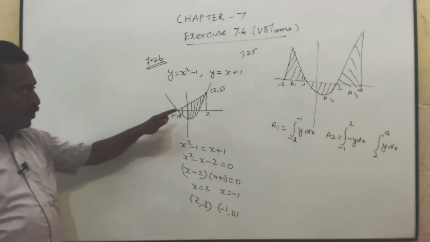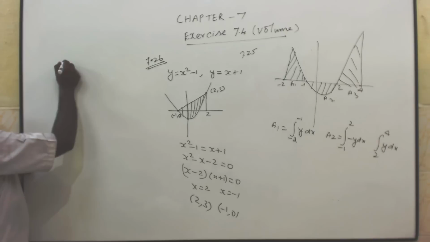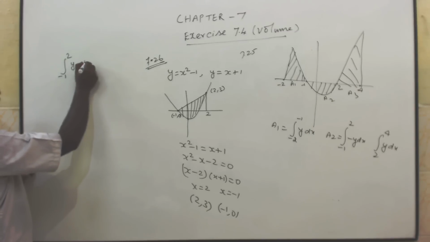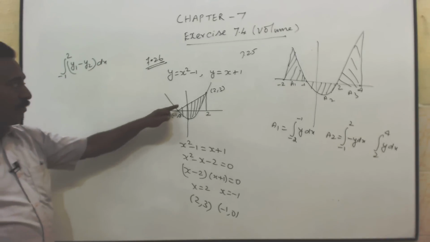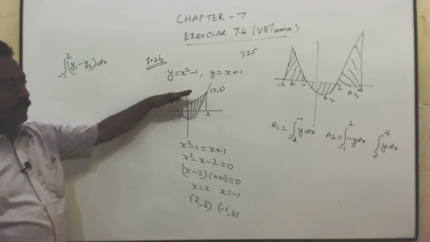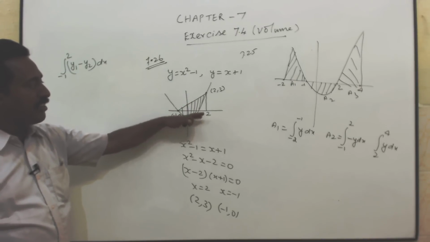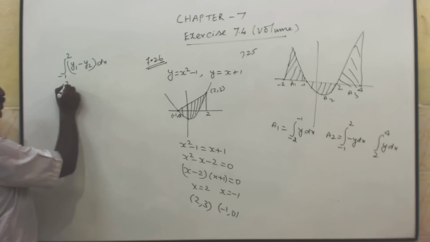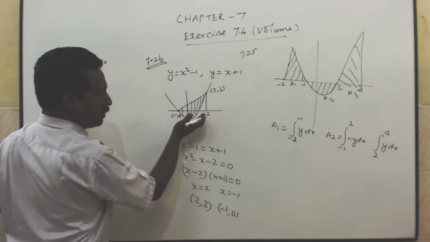So, area about the x axis: above the line minus below the curve. The limit minus 1 to 2, y1 minus y2 dx. y1 is taken from the line because it is above. Above, because f of x is greater than g of x. This is g of x, this is f of x. Minus 1 to 2, y1. y1 is x plus 1 because the line is above the curve.